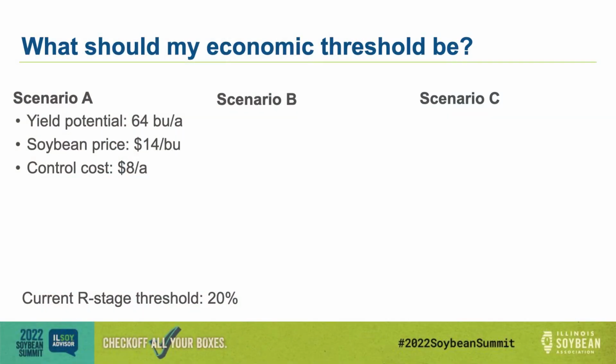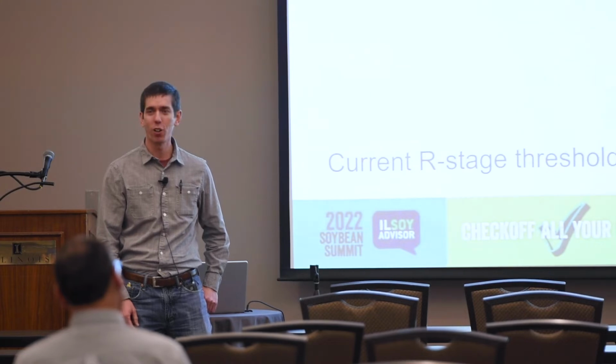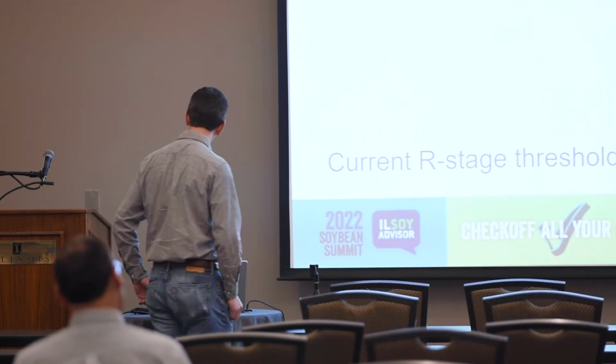So I took 64 bushels per acre. That was the average yield in Illinois this last year, according to NASS. Took $14 a bushel. Seemed like a reasonable high price to throw in there. I've seen, what, $14.75? Are we up to 15 yet? I mean, yeah. It keeps changing, keeps going up. Control cost $8 an acre. I'm assuming this is a separate application. I'm assuming you're going out just spraying an insecticide. I know a lot of the applications aren't that. We'll talk about that a little bit later.